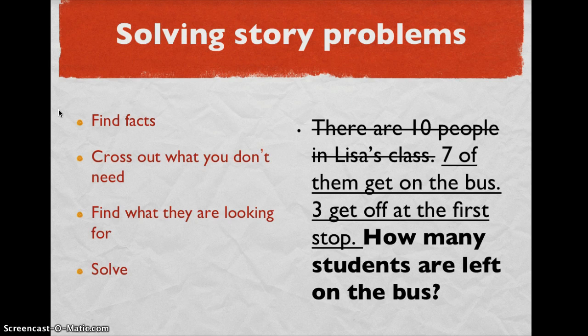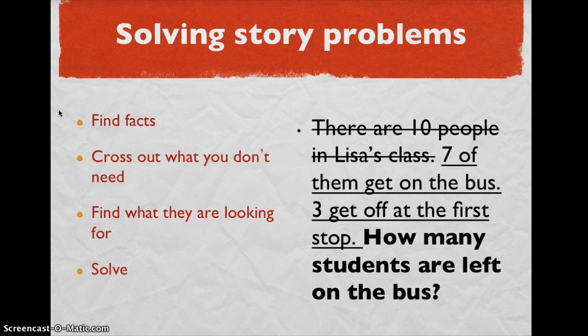Now let's find out what they are asking us. At the end of the problem, it says how many students are left on the bus. This is what we are trying to figure out. Now we can cross out any information we don't need. If only 7 kids ride the bus, and we want to know how many are left on the bus after the first stop, we do not need to know how many kids are in the class to begin with. We can cross that out.